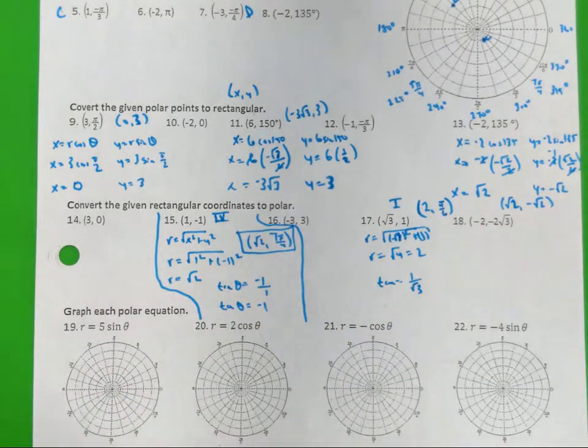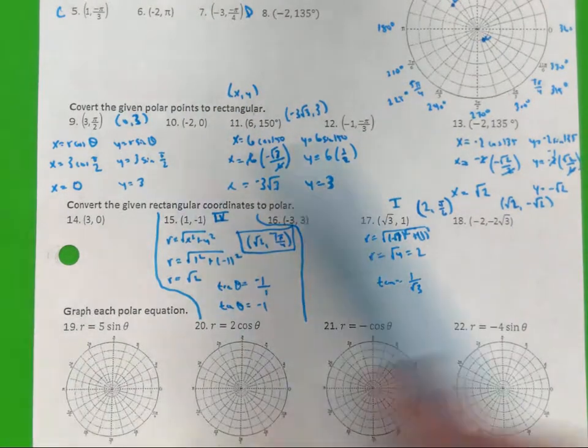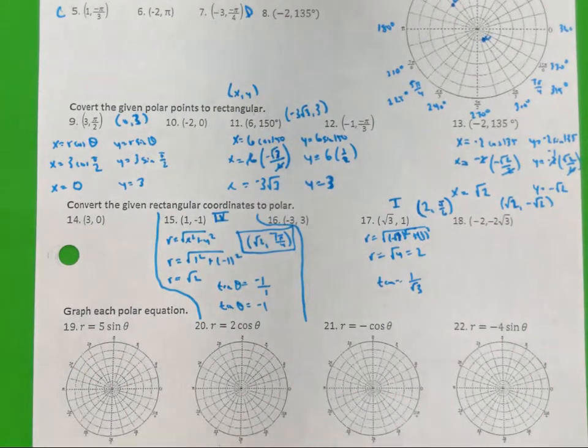Are there any questions on that? So tonight you do 2 through 18 even, okay? That'll be part of your homework. So that reviews you for your quiz, okay? Is everybody good?